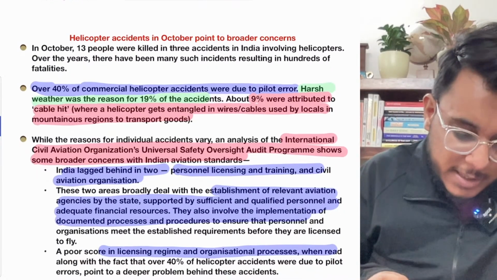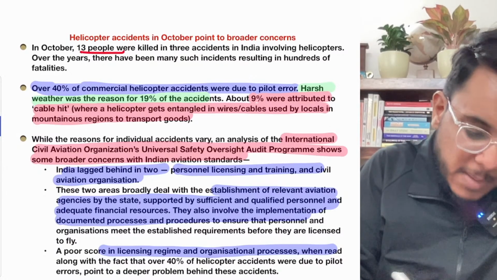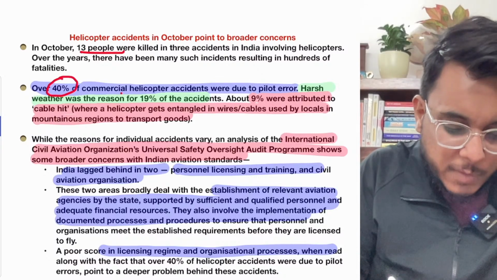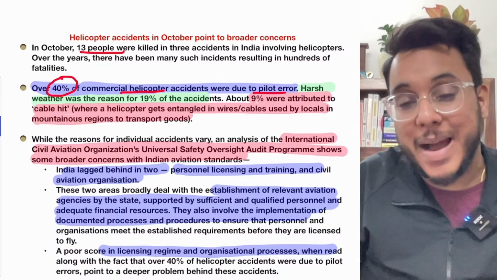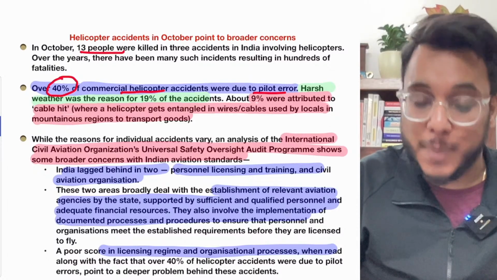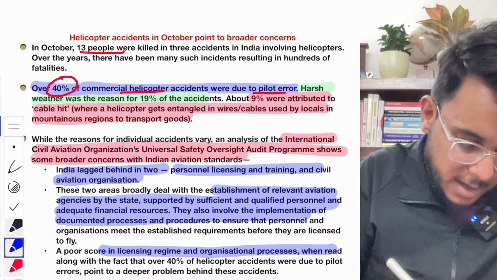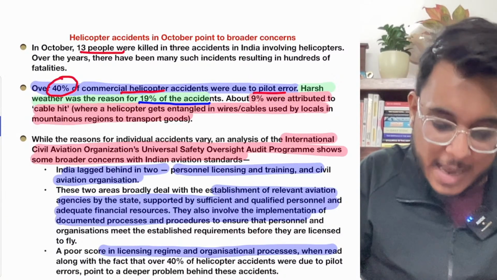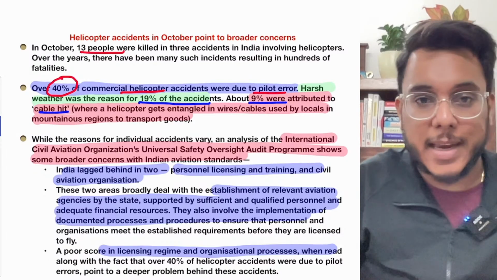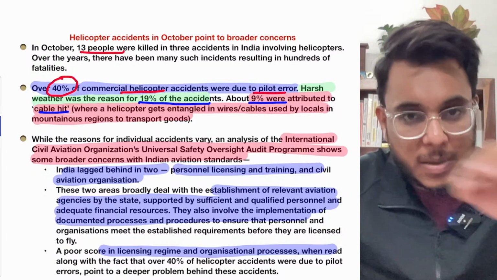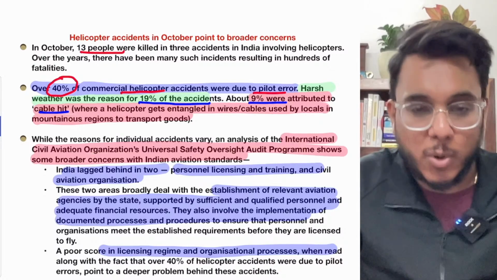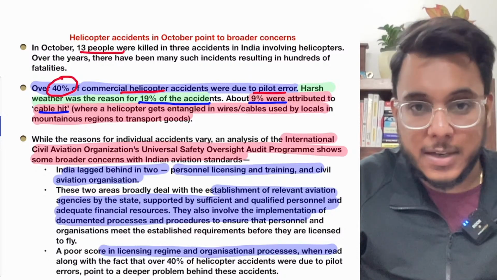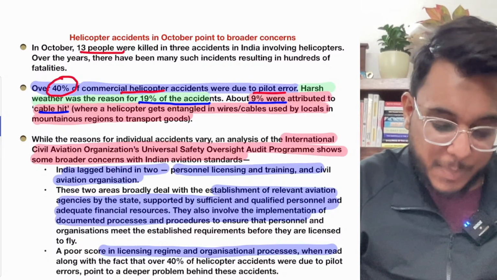Okay, so see this particular thing. Recently, many people were killed in helicopter accidents. And when we talk about helicopter accidents, 40% of commercial helicopter accidents are because of pilot error. There are no mechanical issues, it is pilot error. And harsh weather is the reason for 19% of the accidents. 9% of accidents happen because of cable hits. In the mountains, there are cables deployed to transport goods and people. So 9% of accidents are for cable, 19% for weather, and 41% because of pilot error.